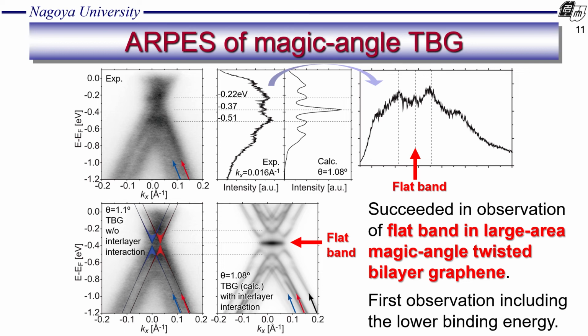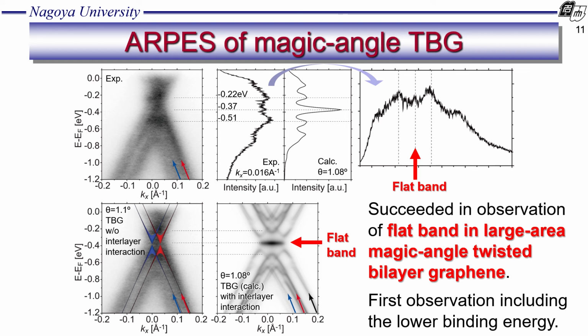On the right, the spectral function of the 1.08 degree twisted bilayer graphene, calculated from the band structure with the interlayer interaction, is shown. Flat band is observed as shown by an arrow. The intensity profile along the Kx equals 0.016 angstrom inverse line is also shown above. These experimental and calculated profiles agree well with respect to the peak positions.